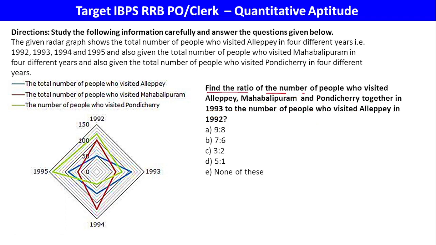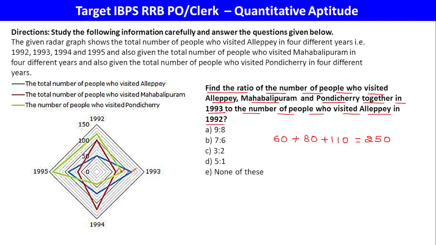Find the ratio of the number of people who visited LFP, Mahabalipuram and Pondicherry together in 1993 to the number of people who visited LFP in 1992. In 1993, first of all the total: 50, then 60, next 60, 80, 110, 80, 110. The total is 250. Correct? Yes.